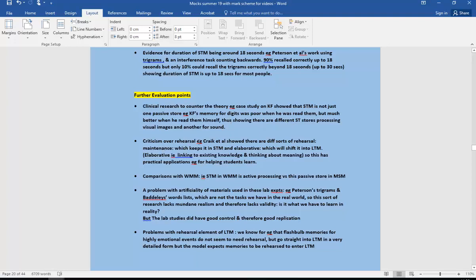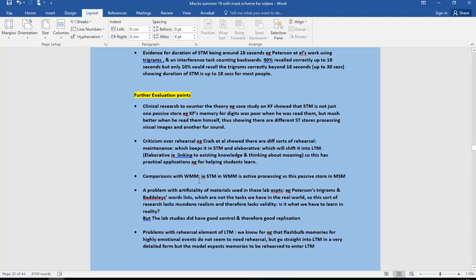Criticisms over the rehearsal idea. Craik et al. showed there are different sorts of rehearsal. We can't just say we rehearse. There's maintenance rehearsal, which keeps it in short-term memory, and elaborative rehearsal, which shifts it into long-term memory. Remember, elaborative is linking to existing knowledge and thinking about the meaning, and therefore that has real practical applications, for example helping students to learn.